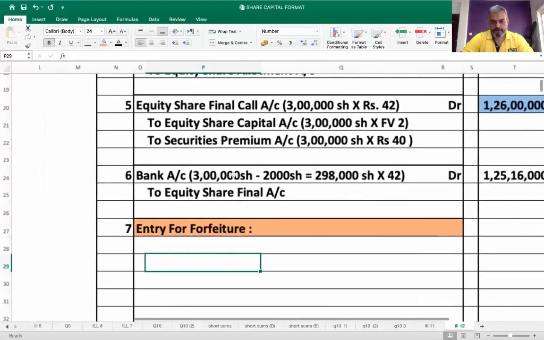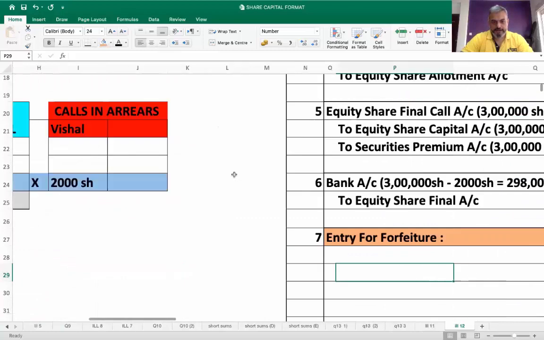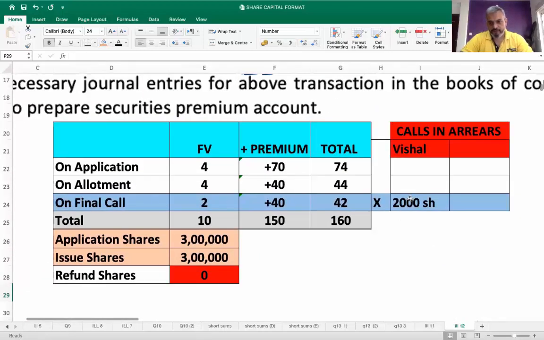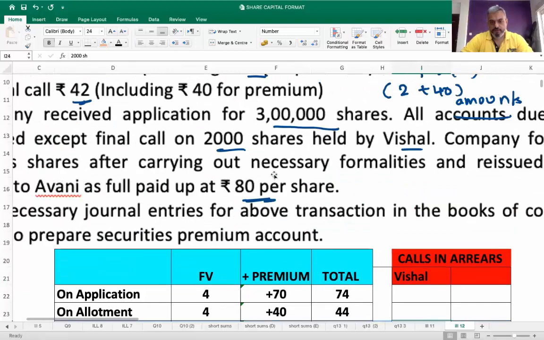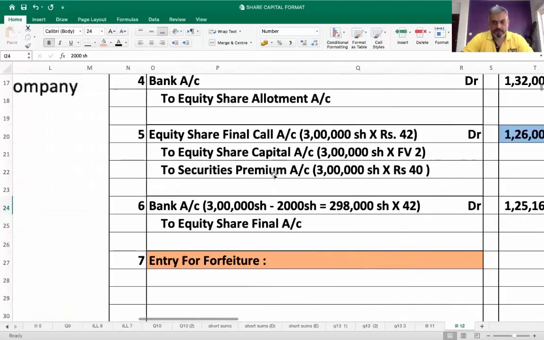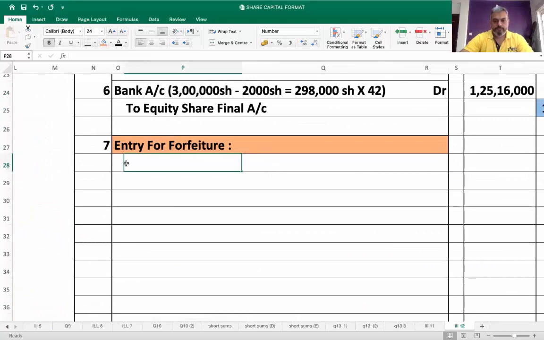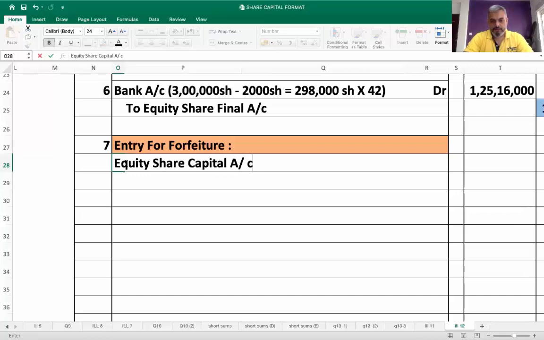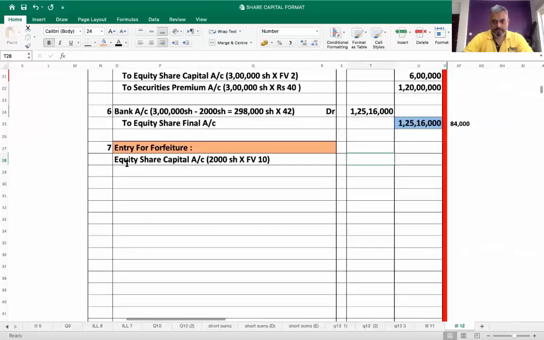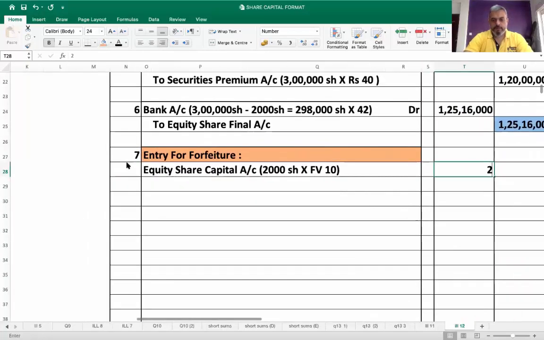Now, entry for forfeiture. So we had these calls in arrears for 2000 shares and we forfeited 2000 shares. So let's write the entry. Equity share capital account. We forfeited 2000 shares, always with the face value 10. So 20,000.